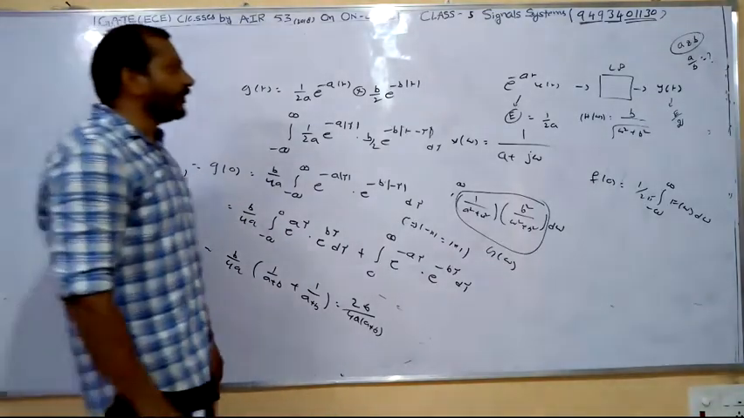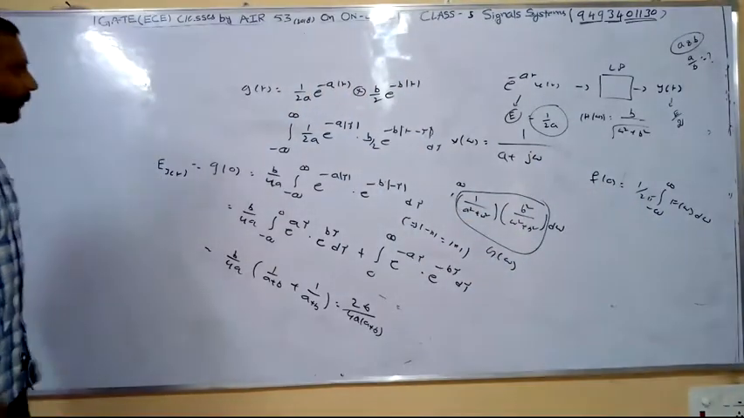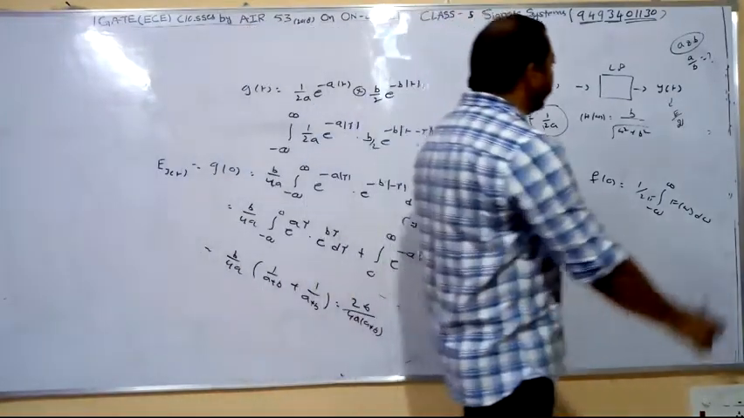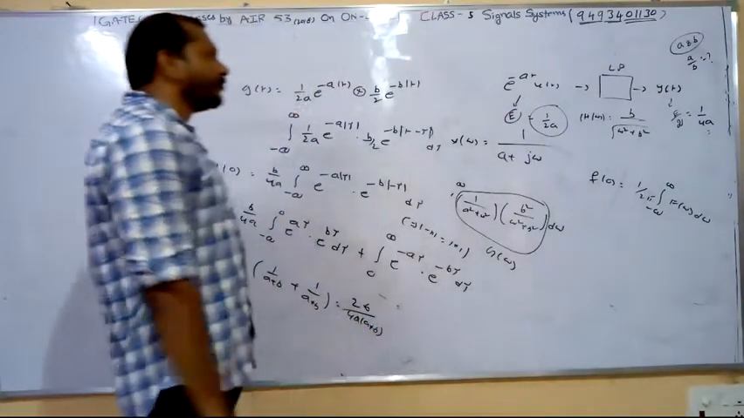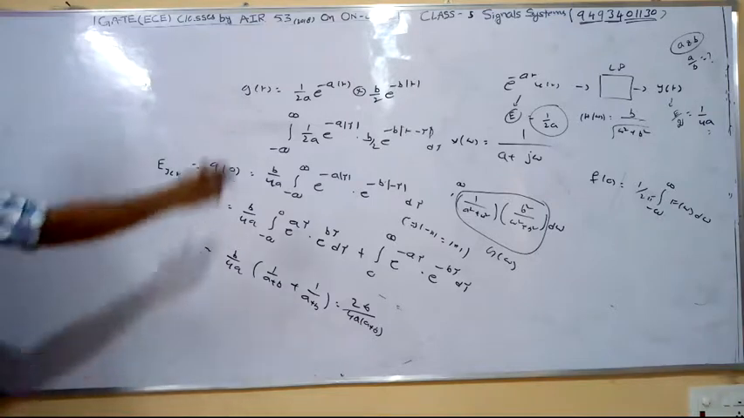What is the energy of the signal x of t? Already we are having 1 by 2a. So the energy is equal to simply e by 2. This is equal to 1 by 4a, from the given condition. Energy of y of t is equal to 50% of the energy of the input signal, equal to e by 2a corresponding, equal to 1 by 4a.